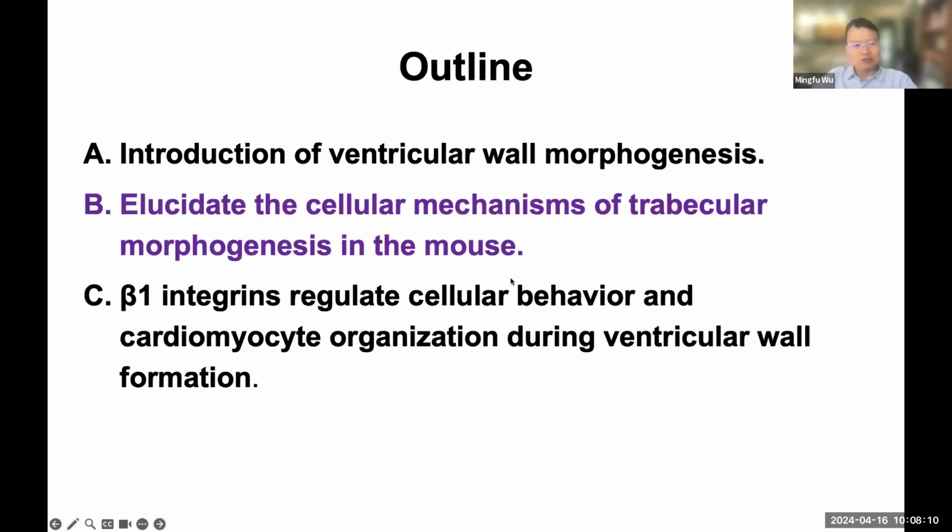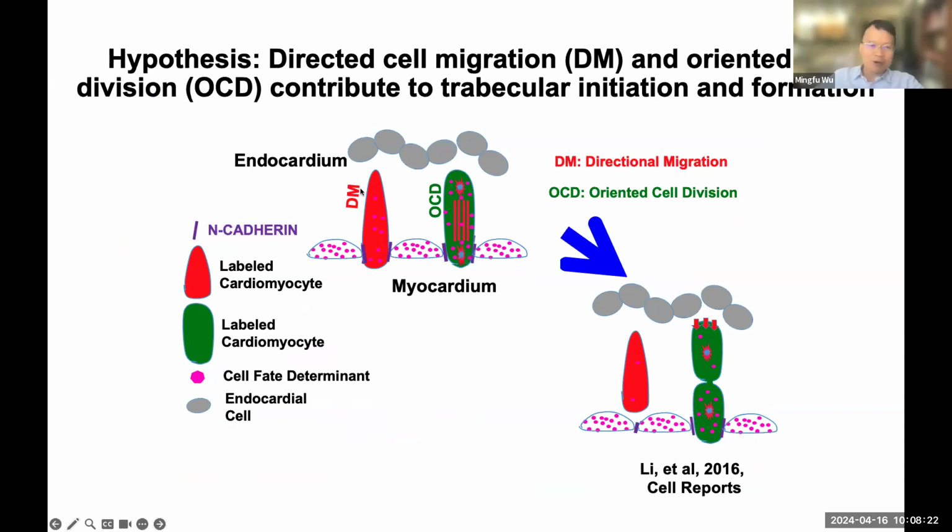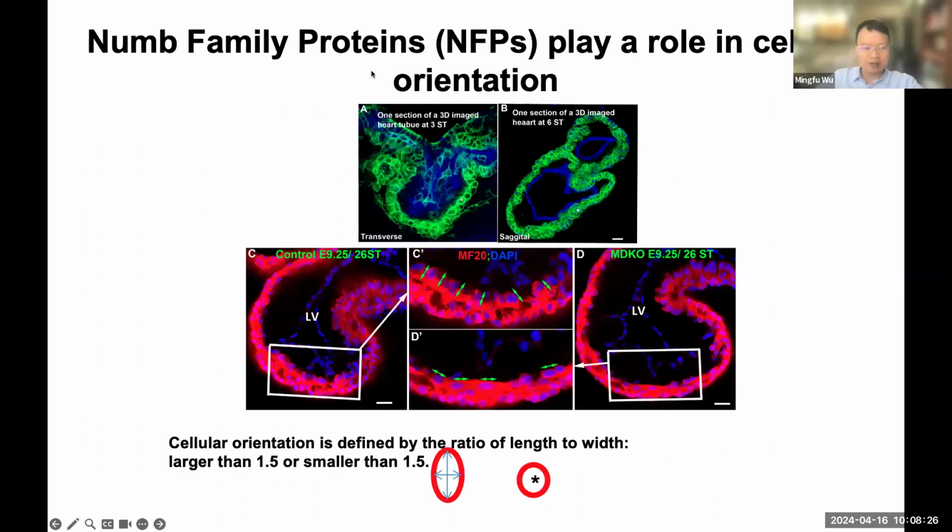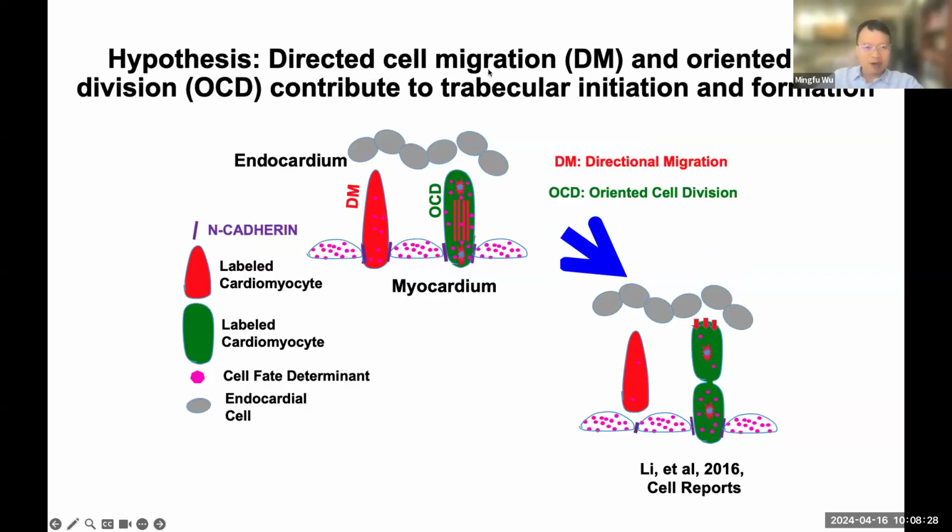Okay, so let's move to the second one. That is to elucidate the cellular mechanism of trabeculation, trabecular morphogenesis in the mouse. Again, it's going to be very fast because it's already published. So here's our hypothesis. We hypothesize that directed cell migration and oriented cell division contribute to the trabecular initiation and formation.